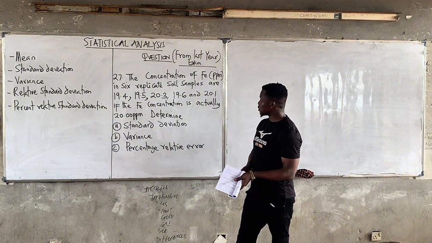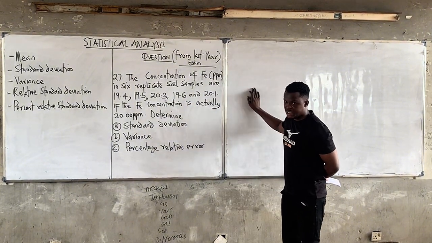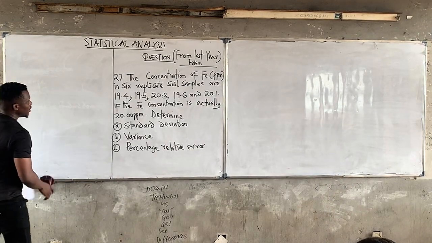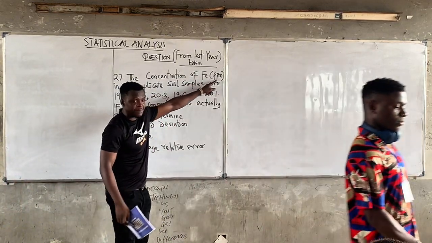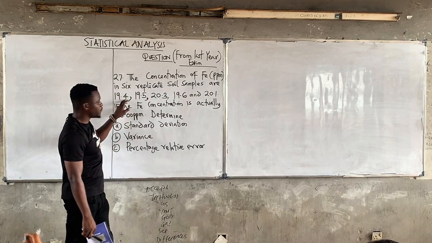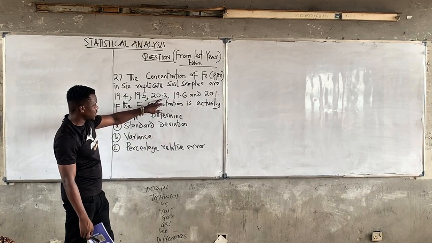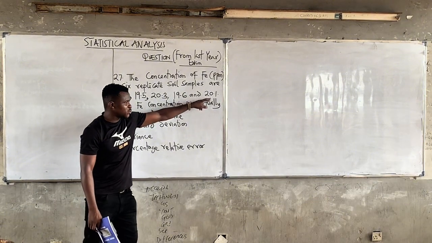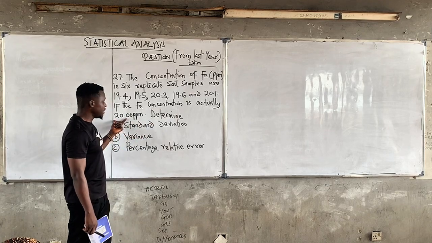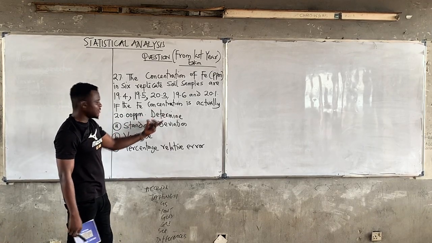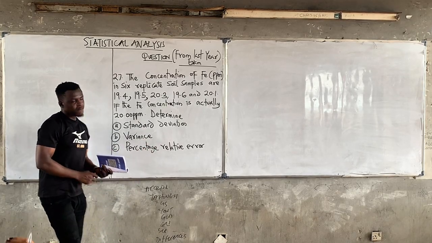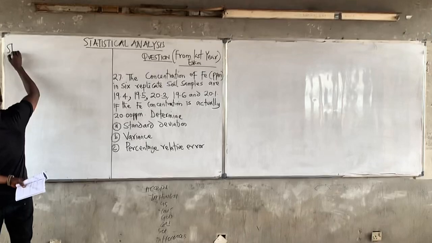Now, first and foremost, for you to solve for standard deviation, you must first of all solve for mean. You must solve for mean. The question says the concentration of iron in ppm in 6 replicate soil samples are 19.4, 19.5, 20.3, 19.6, and 20.1. If the true concentration is actually 20.0 ppm, determine the standard deviation, the variance, and the percentage relative error. Now, here, let's start with standard deviation, class.